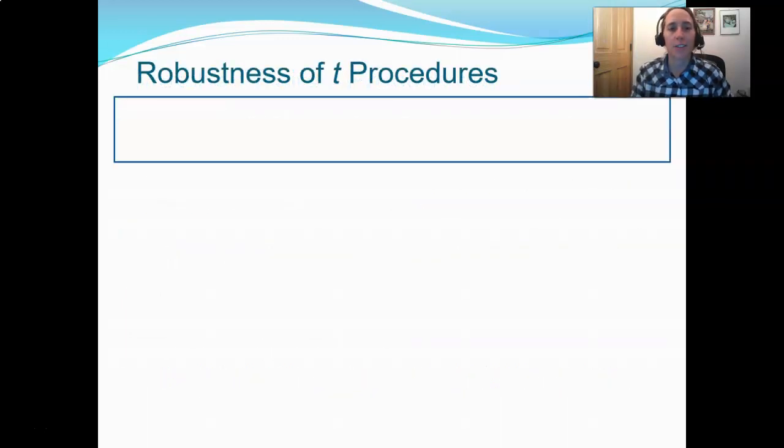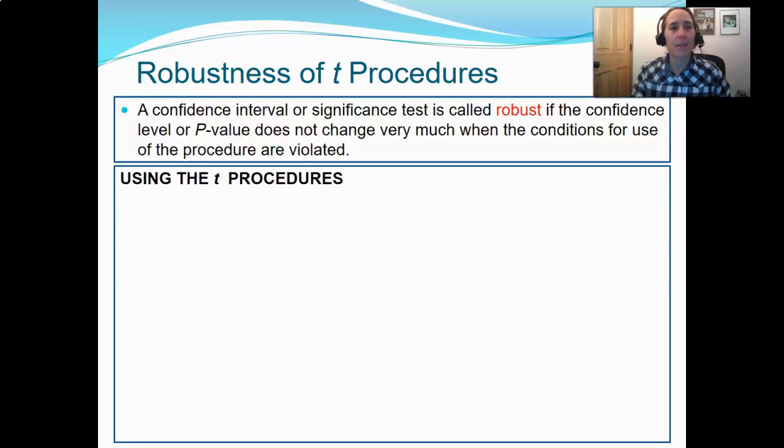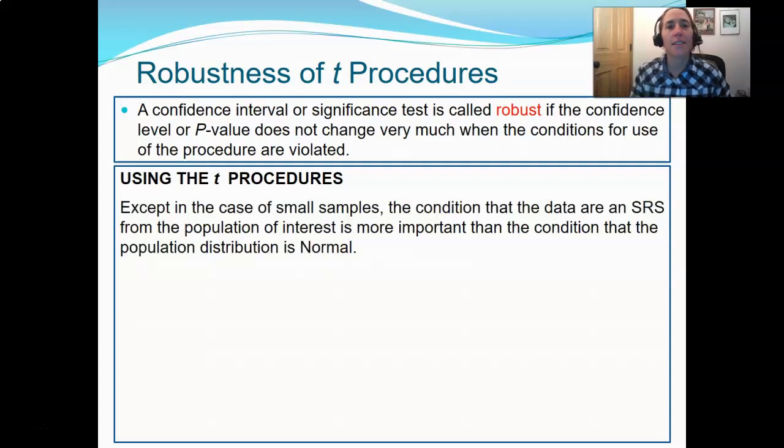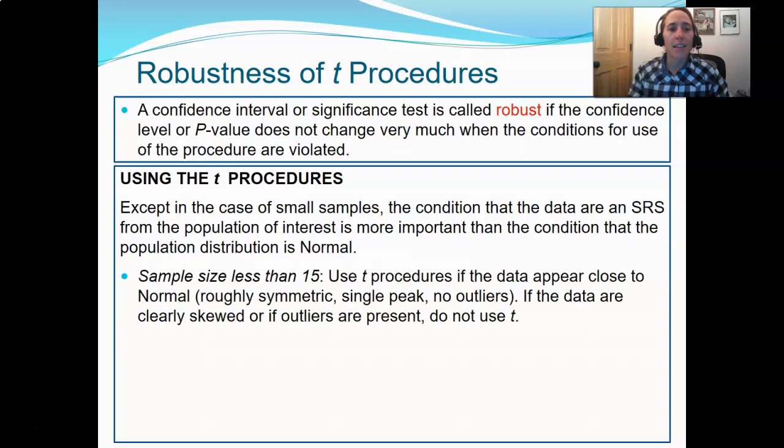Robustness of T procedures. This kind of brings us back to chapter 18 again. A confidence interval or significance test is called robust if the confidence level or p-value does not change very much when the conditions for use of the T procedure are violated. So, except in cases of small samples, the conditions that the data are a simple random sample of the population of interest is more important than the condition that the population distribution be normal. Sample size is less than 15.